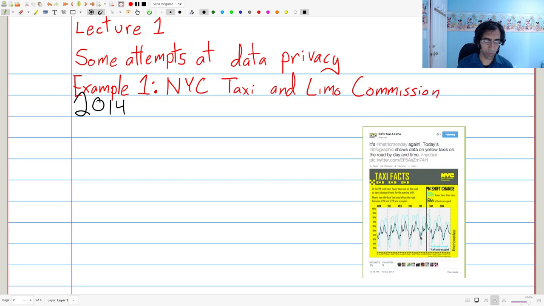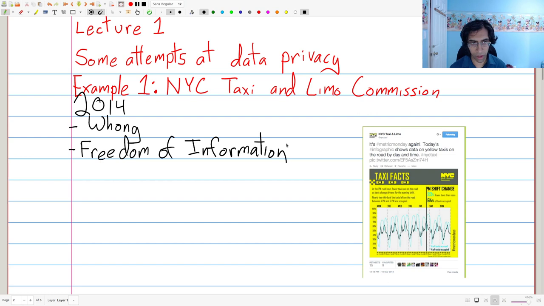And how do you get it? Well, there's an individual by the name of Chris Wong who managed to figure out how to get it, using something known as a Freedom of Information request. What's a Freedom of Information request? There are laws called Freedom of Information laws all over the world. Many governments say that if there's specific non-classified information you want, you can simply file a formal request, maybe pay some small fee like $10 or $20, and then you will get the information you want as long as it's not classified. New York State has something called the Freedom of Information Law, or FOIL. So he filed a FOIL request.